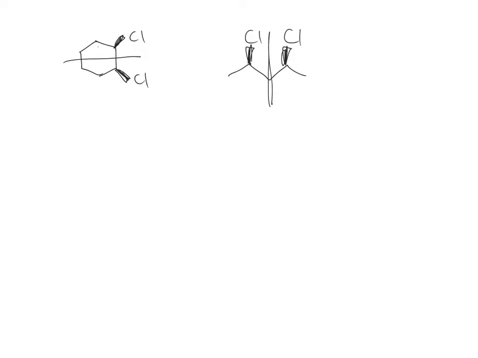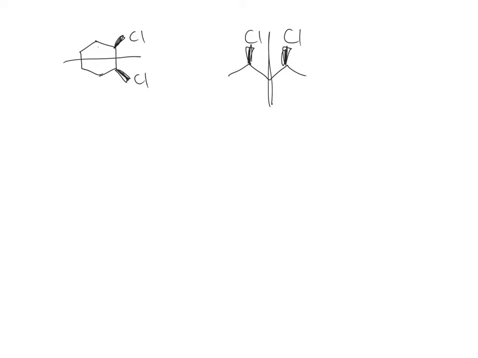Maybe my better question is, define meso for me again. A meso compound would be one that has a plane of symmetry in it. So for example, this was the example compound that we used originally to talk about meso. We could also have a compound that looked like this that would be meso. We can see that there's a plane of symmetry going through here and then also going through here.